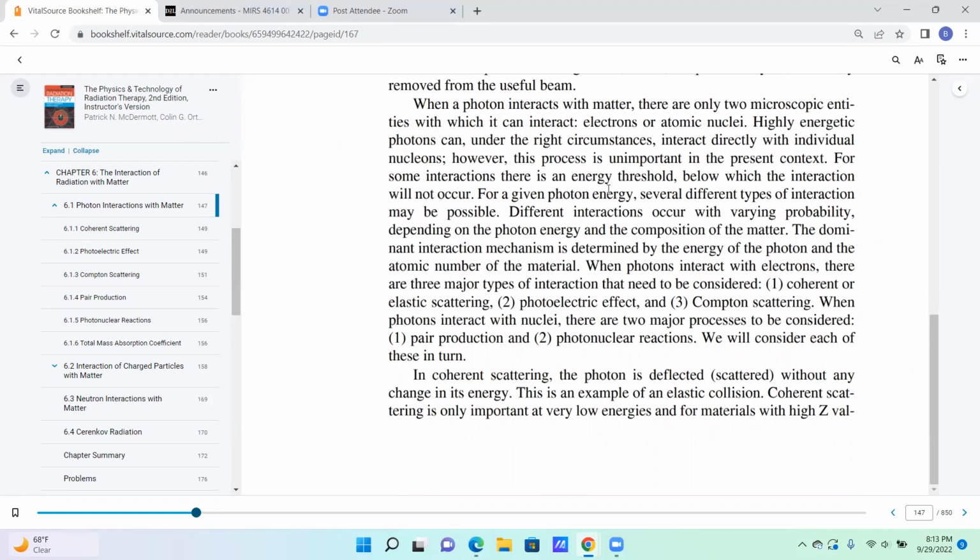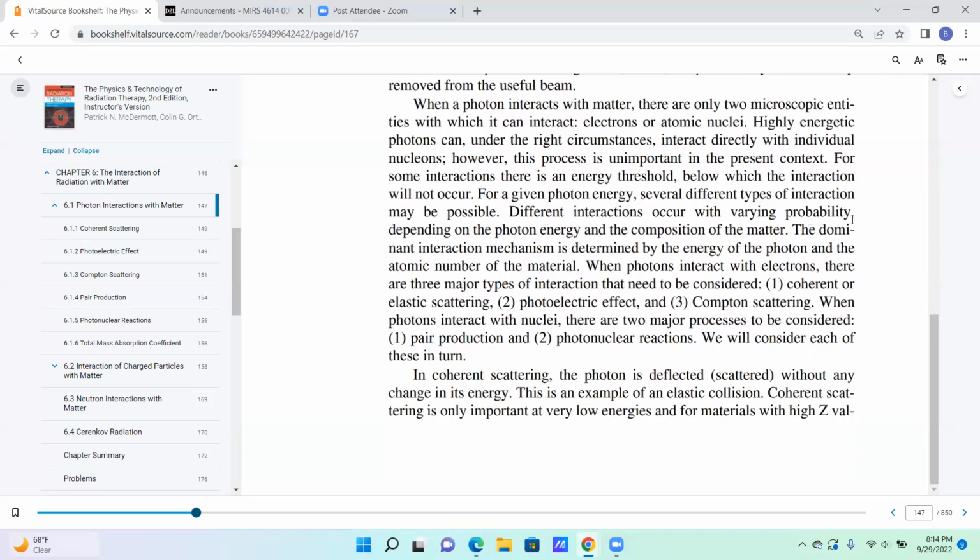When a photon interacts with matter, you've got two microscopic entities with which it can interact. You've got electrons or you've got atomic nuclei. In other words, you're going to be hitting some part of the atom as the photon goes through. Highly energetic photons can interact directly with individual nucleons. However, this is unimportant for what we're doing. For some interactions, there's an energy threshold below which the interaction will not occur. So for a given photon energy, several different types of interactions might be possible.